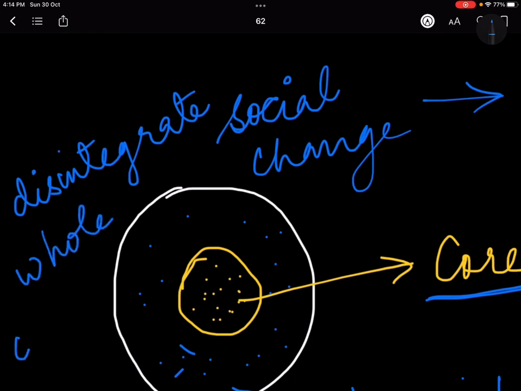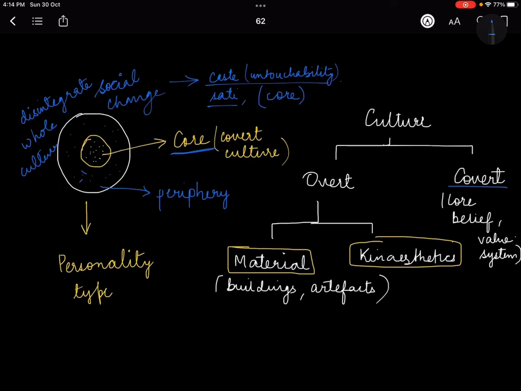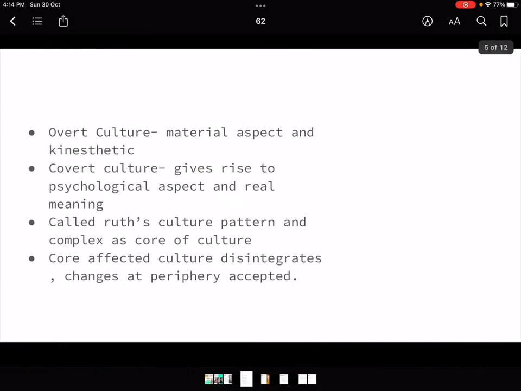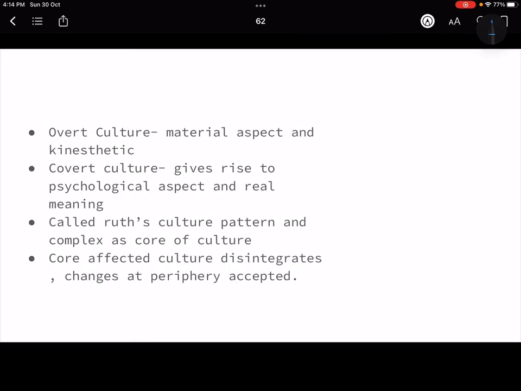Why will it disintegrate the whole culture? Because culture ka whole philosophy is contained in the core aspect of it. So if you directly attack the core, you are going to disintegrate the whole culture. So this was the theory put about by Ralph Linton. Okay, so we have talked about the overt culture, we have talked about the core, covert culture, which is the psychological aspect. That means it's hidden, right? It is hidden, it is not visible, right?